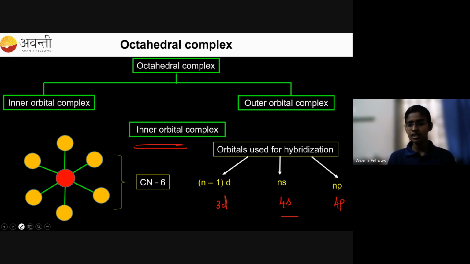The fourth shell is the valence shell, which is the outermost shell, but the inner d orbital is used. The inner shell d orbital is used for the hybridization. That's why it is called an inner orbital complex. Okay. Clear for all? So what is the hybridization of this particular system? Since the metal is using the inner d orbital, the hybridization would be d2sp3. So this is from 3d, this is 4s, and this is 4p. d2sp3 will be the hybridization of an inner orbital complex.